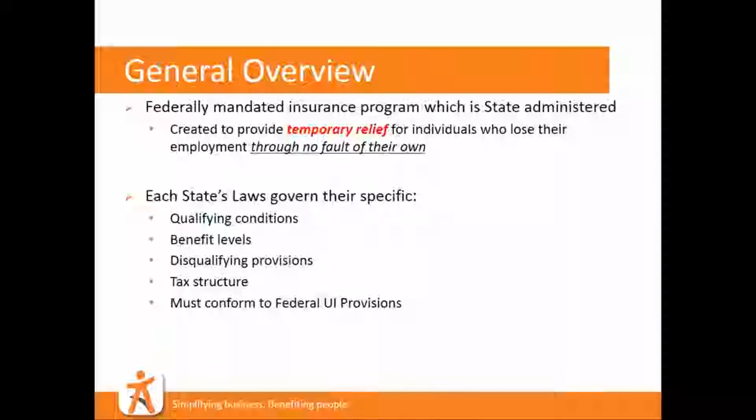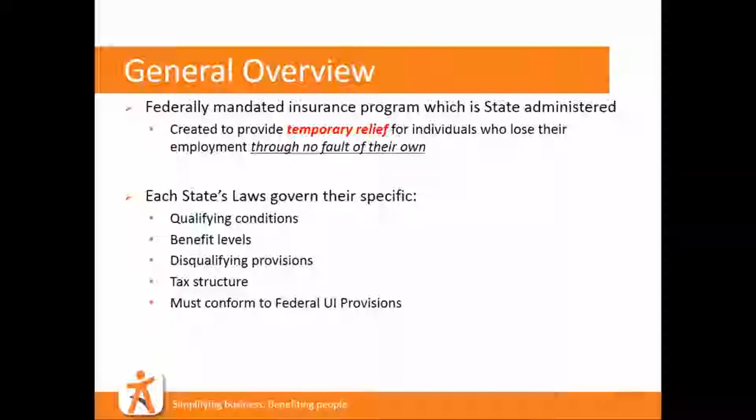Unemployment was actually enacted in 1935 when Congress enacted the Social Security Act. It's a federally mandated insurance program which is state administered. So what does that mean? The state runs the program, and the federal government determines whether or not the program is satisfactory. The purpose of unemployment, as I said, designed in 1935, was to provide temporary relief to individuals who lose their job due to no fault of their own. It's supposed to be temporary relief.